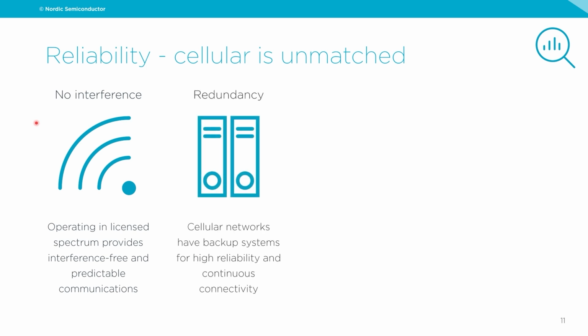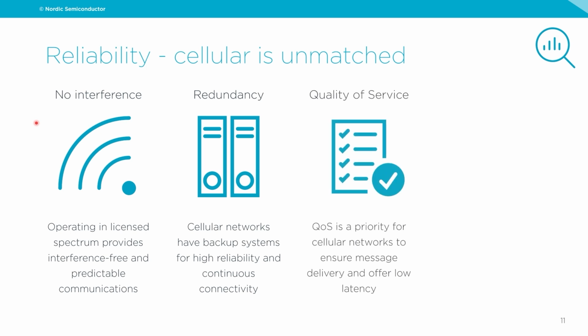Then the other thing is that cellular networks are built for redundancy. They are built for high reliability and redundancy. So you have backup systems in place, and the goal is, of course, to ensure continuous connectivity so that your device will not lose connectivity to the carrier. They were also built with quality of service in mind. That has always been a priority for cellular networks, and that's something we can all attest to as consumers using this in our mobile devices.